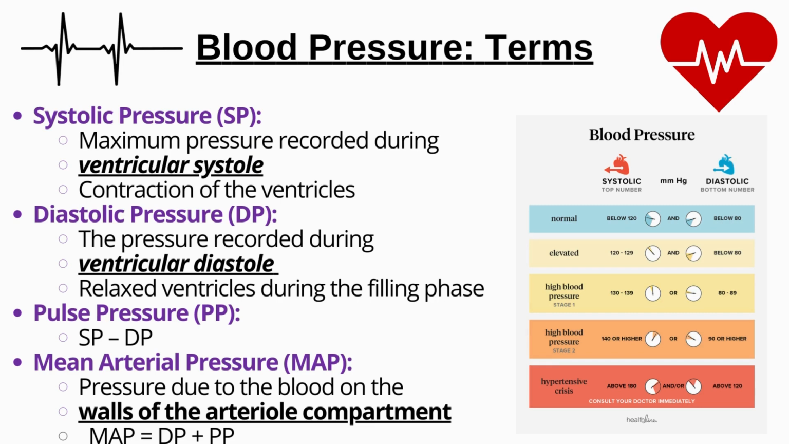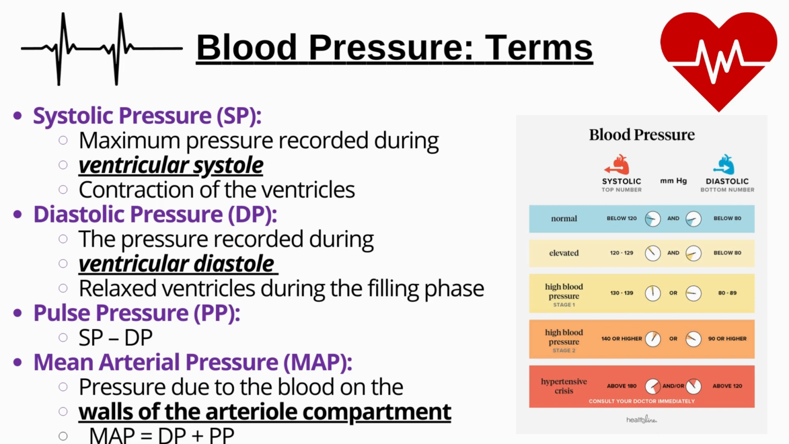Pulse pressure. The third term is pulse pressure. This is the difference between systolic and diastolic pressure. In other words, it's the difference between the highest and lowest pressure in your arteries during a heartbeat. In our example, the pulse pressure is 40 millimeters of mercury, 120 minus 80.